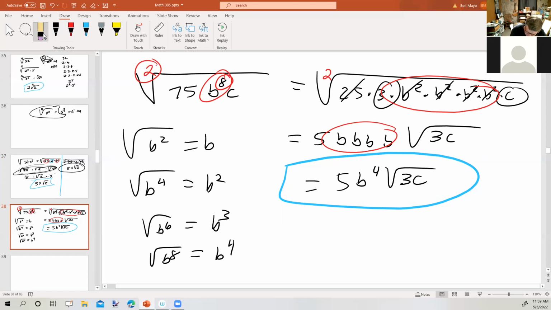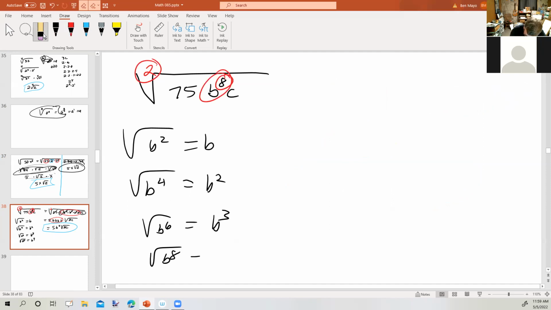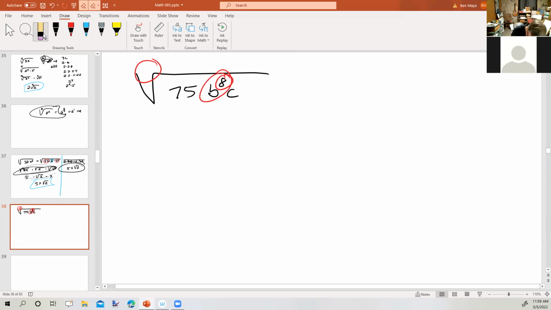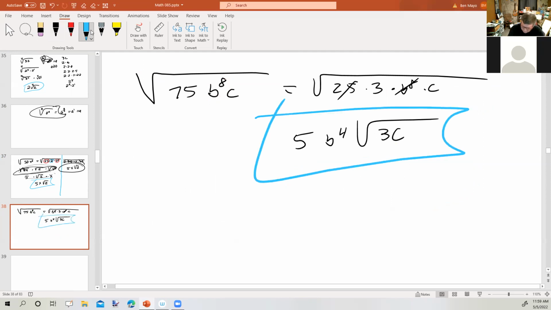So what would that look like doing it a shortcut way? Let's see here. It would look like this. This would give me a 5. This would give me a b to the 4th. And then I'd have 3c left inside. All right with that?